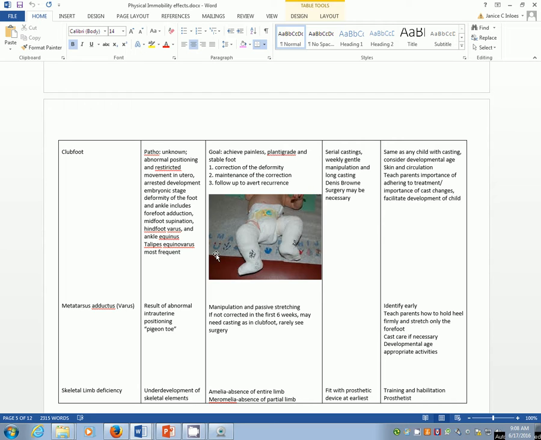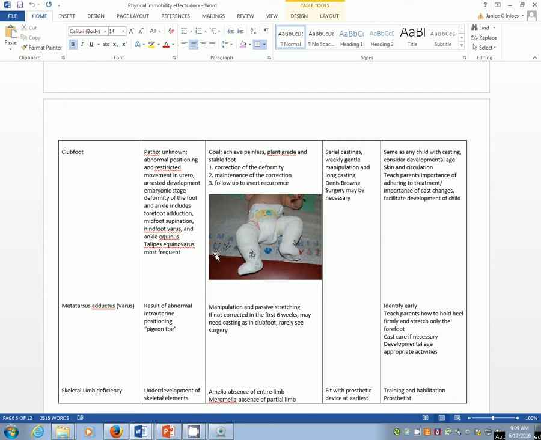Because what we're going to try to do is achieve a stable foot. We don't want it to hurt. We want it to be plantigrade. We want to be sure that it's flat and it can actually stand on the foot, keep it in a plantar position, and be stable. So basically, we want to correct the deformity. Then we want to maintain the correction, and then we want to follow up to avert any type of recurrence, because it can reoccur if it's not completely corrected.